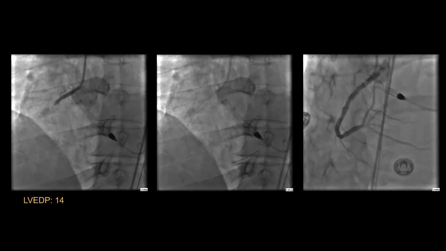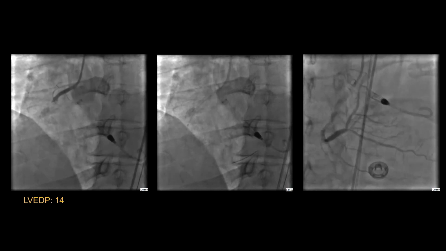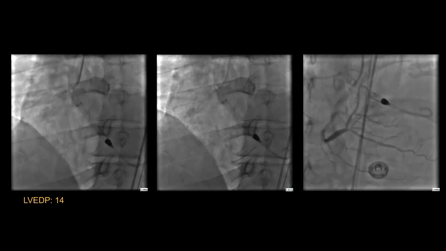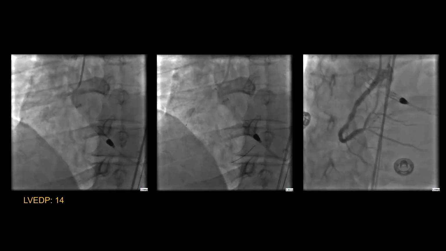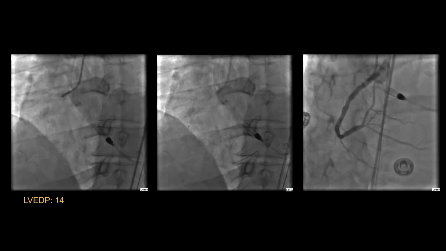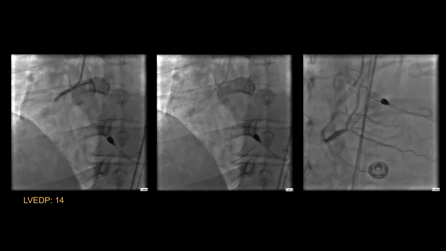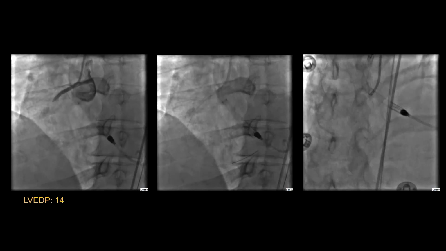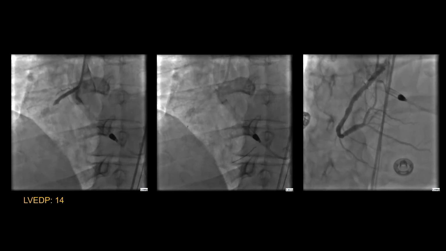Case kind of straightforward, proximal RCA thrombotic occlusion. We did thrombectomy, put a stent there, that looked okay. He's still on a lot of, obviously, pressors and epi and inotropy, and although his VF has stopped, he's having a lot of, obviously, suction alarms too.